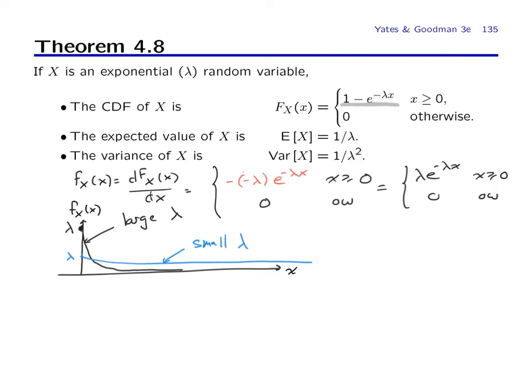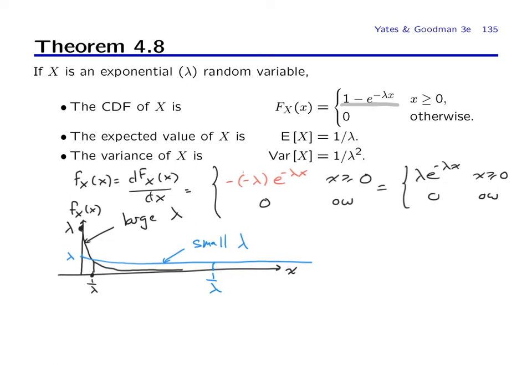The next point to remind you is that the expected value, which we showed last class by integration by parts, is 1 over lambda. So when lambda is large, 1 over lambda is small, and here is the expected value for large lambda. On the other hand, for small lambda, here is the expected value. 1 over lambda is big, and the expected value can be as large as you like when lambda is small.